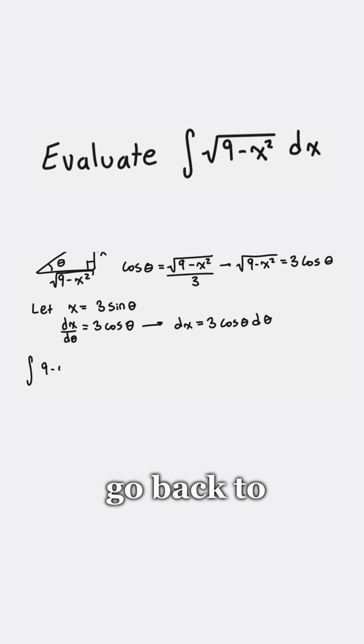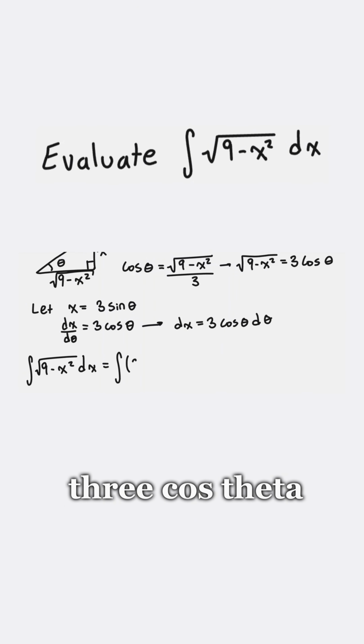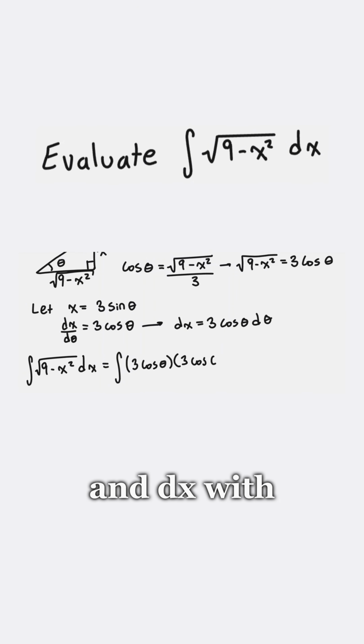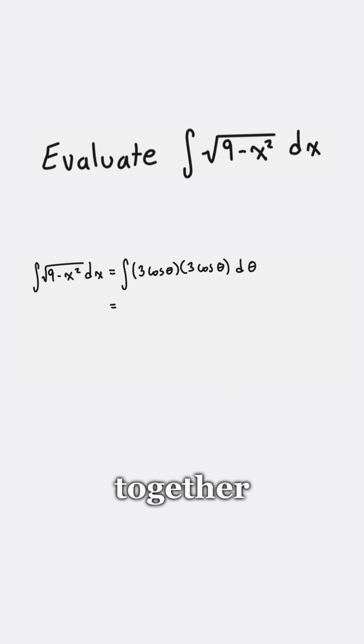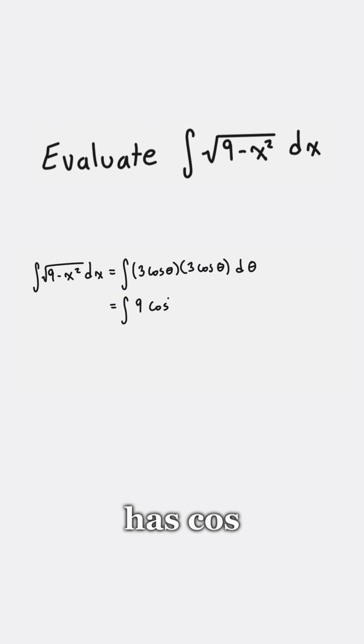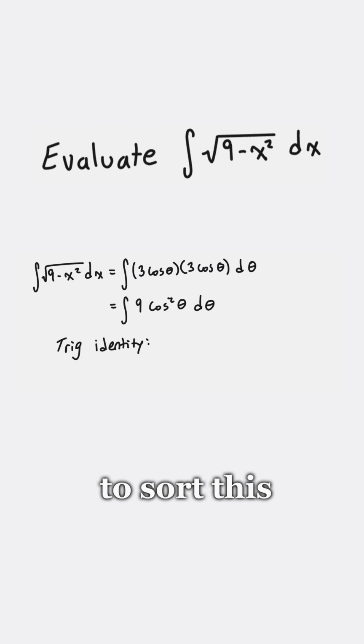So we can go back to our original integral, and we'll replace that square root with 3 cos theta and dx with 3 cos theta d theta. Now when we put this together, we're going to have the integral of something that has cos squared in it, so we're going to have to use a trig identity to sort this out.